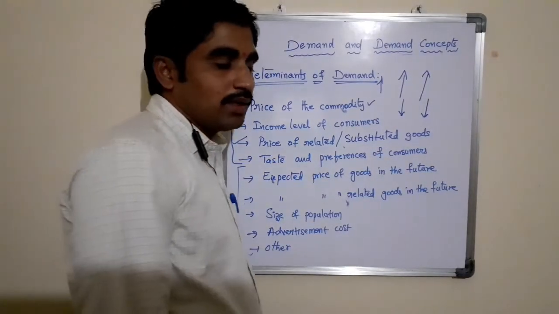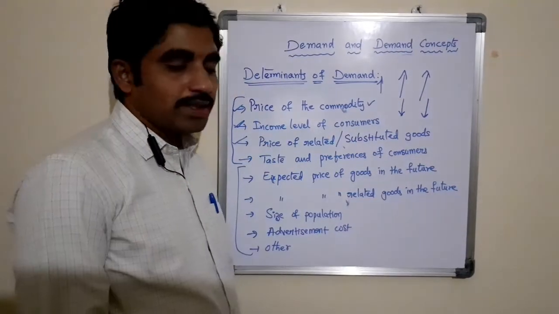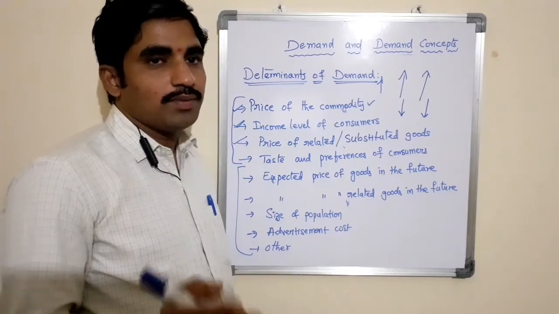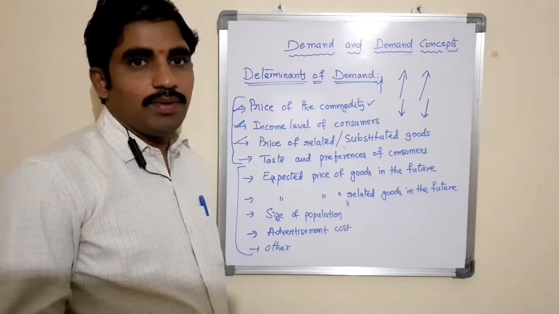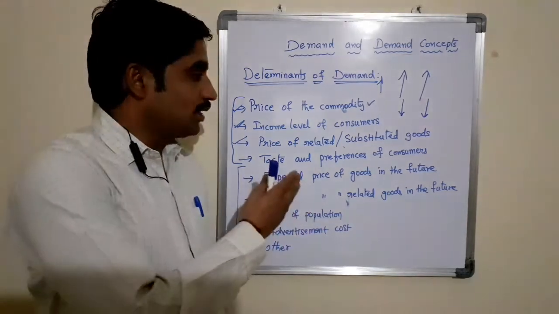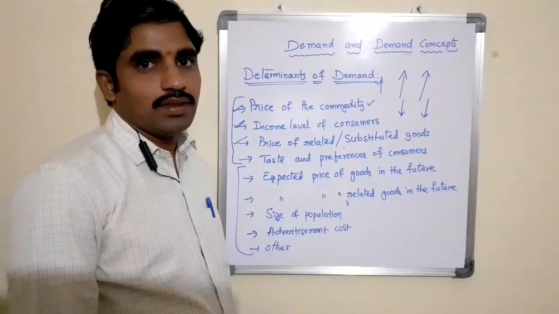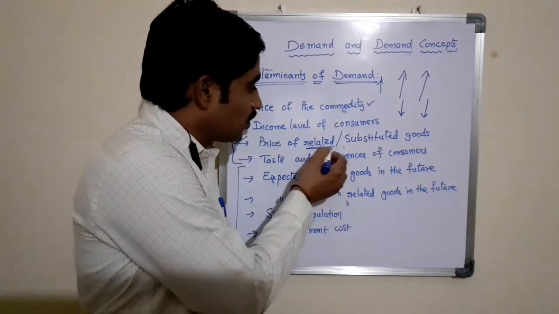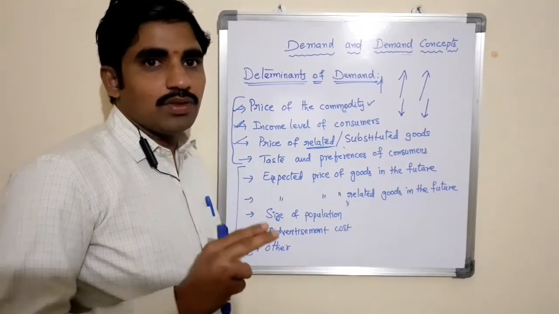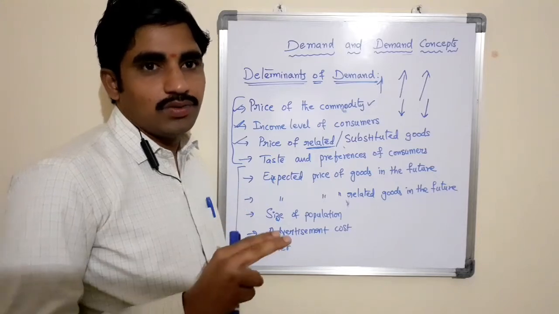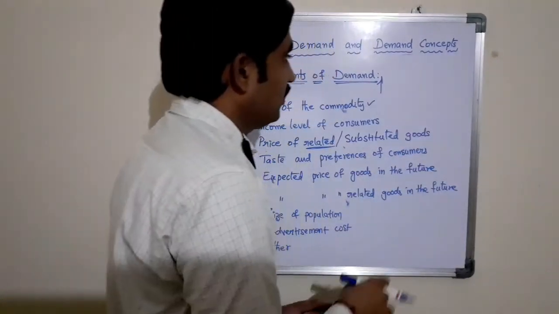So here the quantity demand of the commodity is also affected by the price of a related or substitute good. There are two types of related goods, that is substitute goods and complementary goods. The demand for a commodity is also affected by the changes in prices of the related goods. Substitute goods can replace each other in use. For example, tea and coffee.